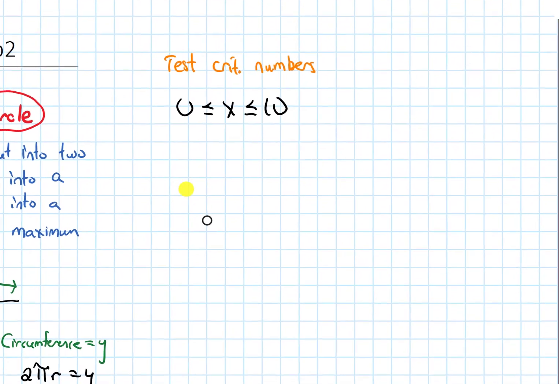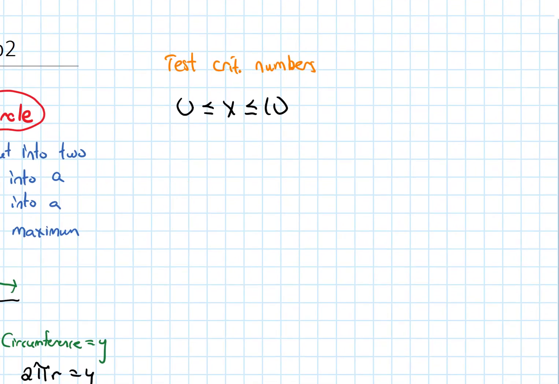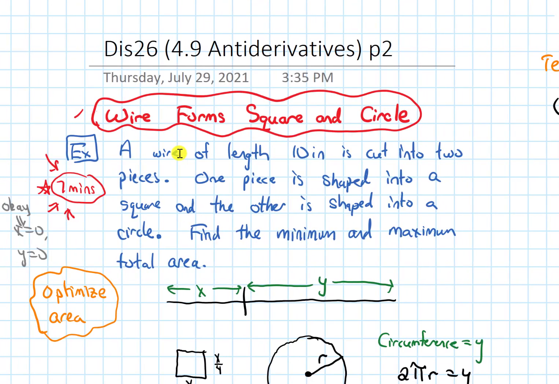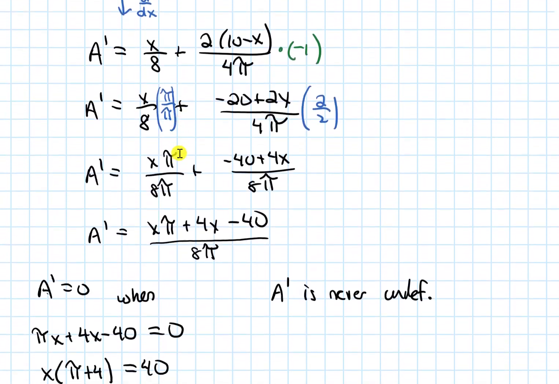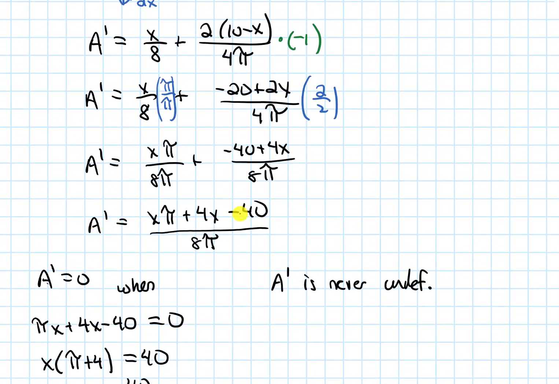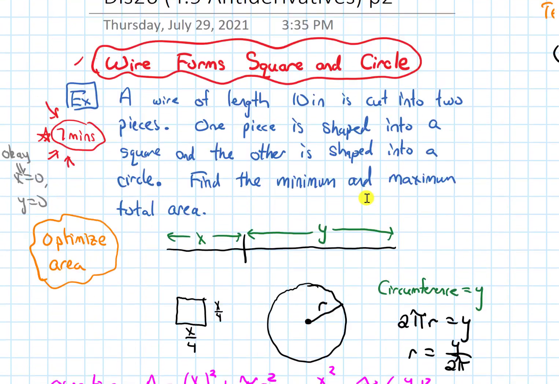Okay, so let's use one of our 3 ways to test our critical numbers. For this problem, I'm going to look back to my first derivative. Okay, so here's our first derivative. This first derivative is actually a linear function. This is actually the equation of a line. So the second derivative is actually going to be very simple. Let's do the second derivative test on this.